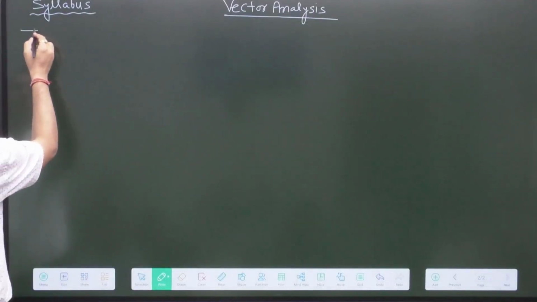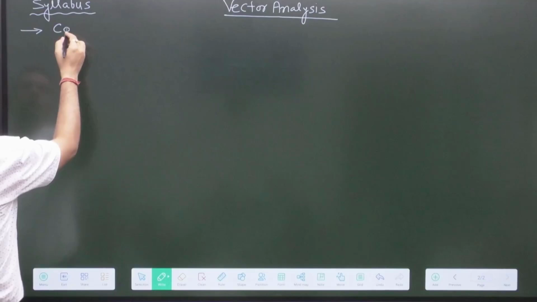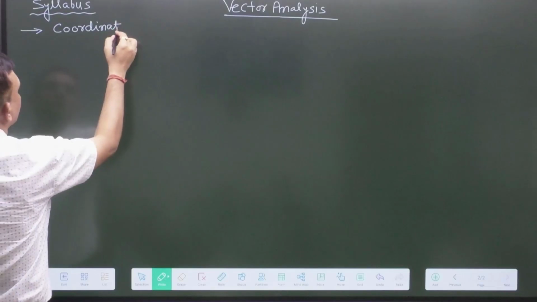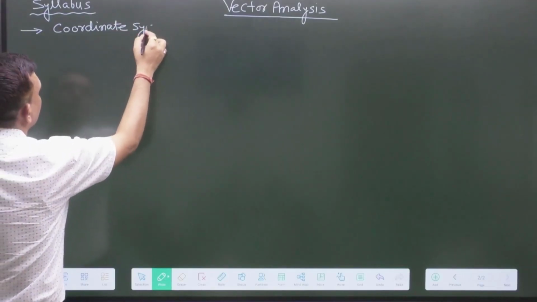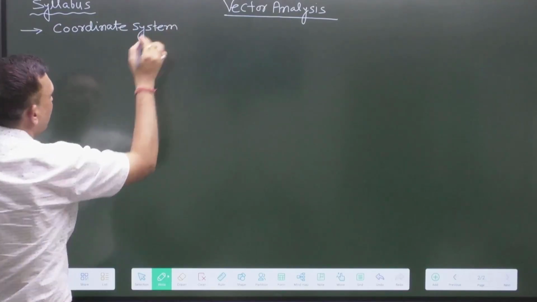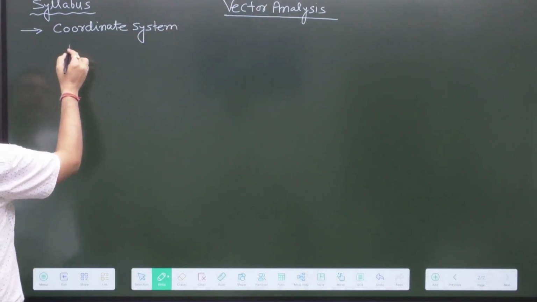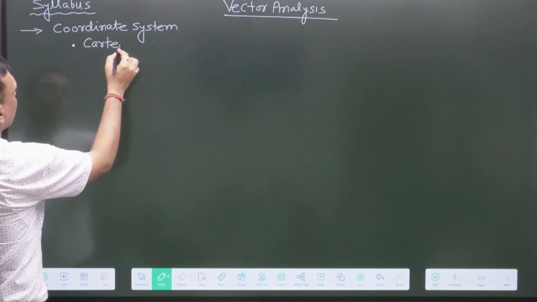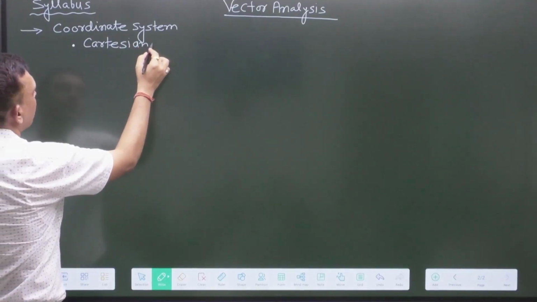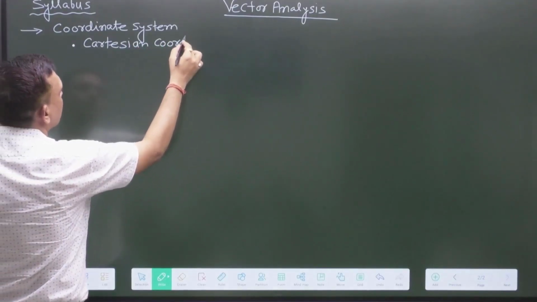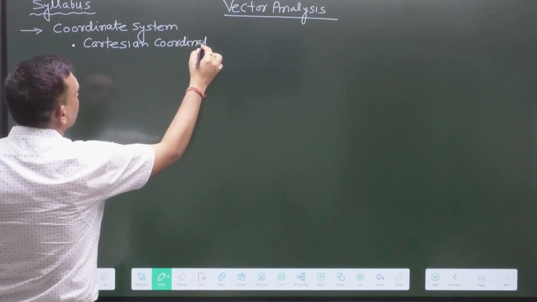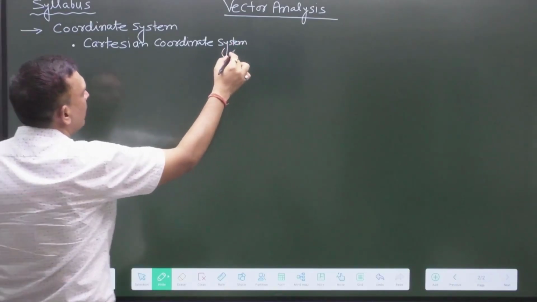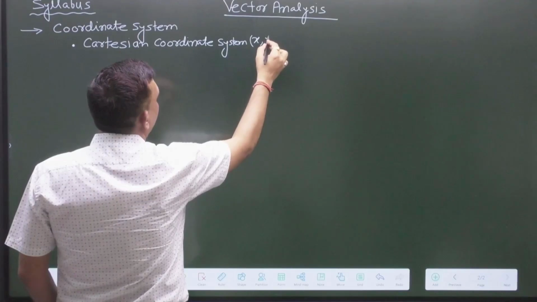So first we will talk about coordinate system. So we will first see Cartesian coordinate system. Here coordinates are x, y, z.